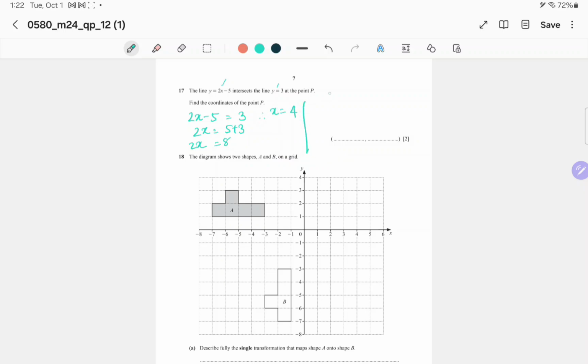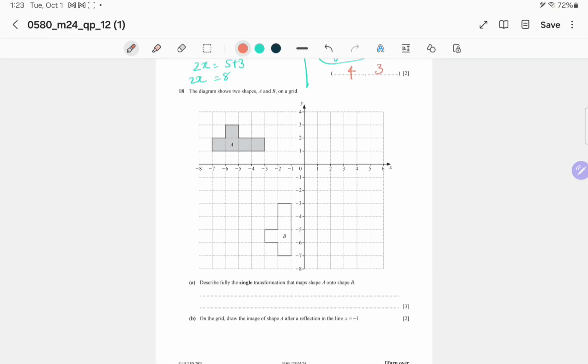When you substitute in the equation, y is equal to 2 into 4 minus 5, which is 8 minus 5, which is 3. Therefore y is equal to 3 and x equal to 4. Okay, (4, 3). This is the answer for this question. Is it clear? We take these two equations because they intersect at one point, so we find the value of x, and then substitute in the equation to get the value of y. So here is the 18th question.